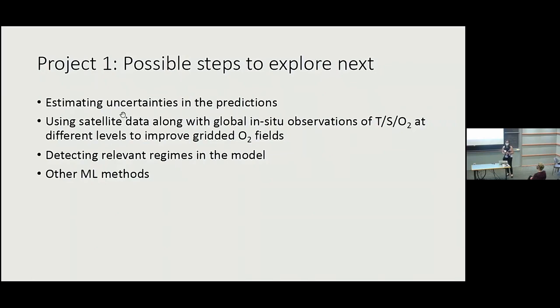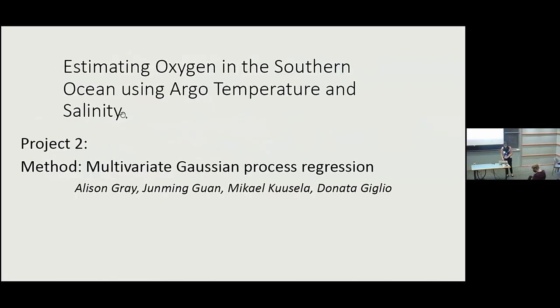We could, as Micah presented, look at relevant regimes for the oxygen variability in the model, and that would be an interesting thing to look at. We could use other machine learning methods, and any suggestions you have, we are happy to hear, of course. Now, with the remaining time I have, I want to introduce this proof of concept we're working on using multivariate Gaussian process regression for the same problem.